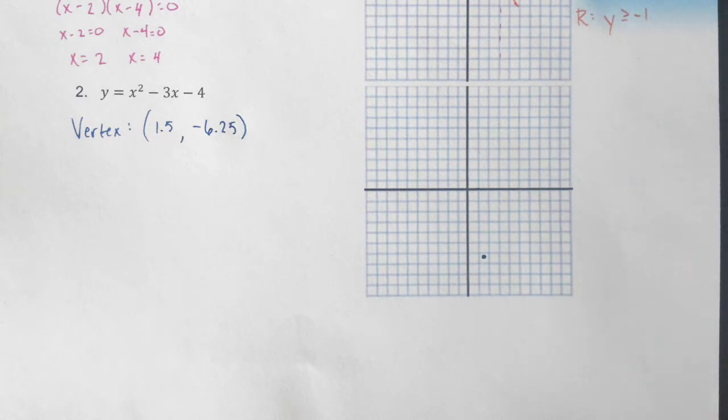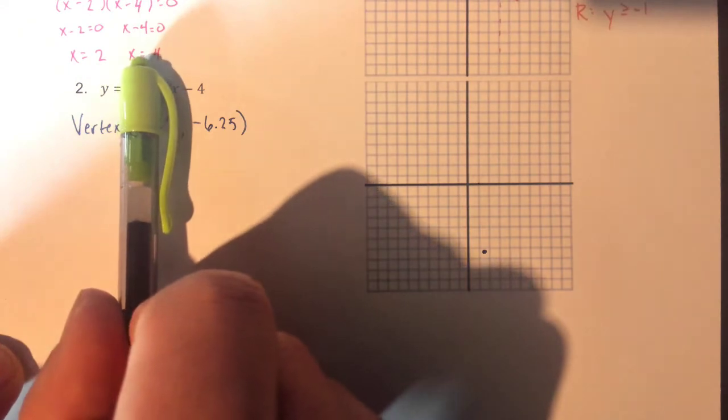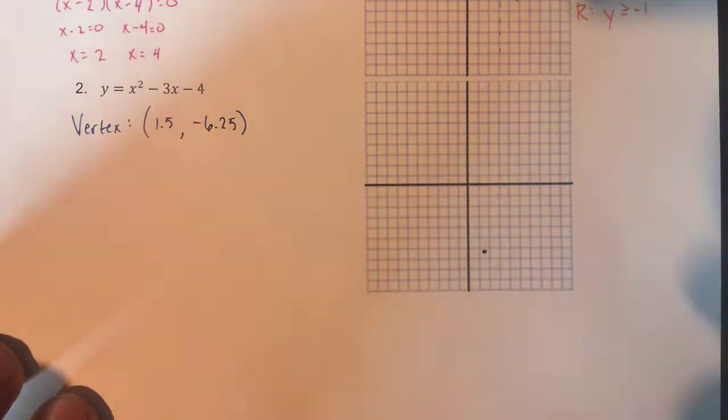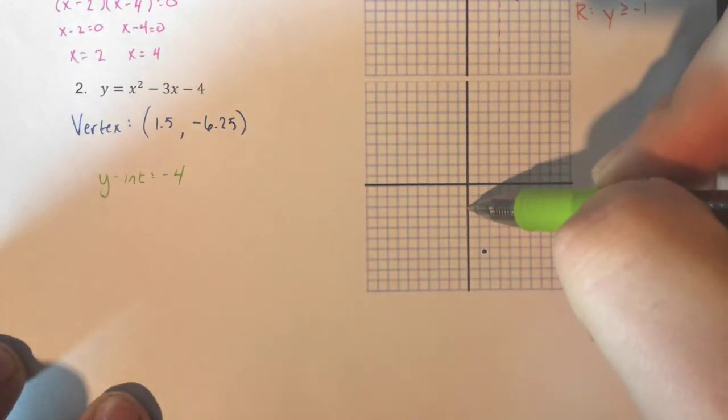Okay, and then the y-intercept is very easy. You cover up the x, anything with an x in it. So if you cover it up, what's it say? It says y equals -4. So my y-intercept is -4. So that's down 1, 2, 3, 4.